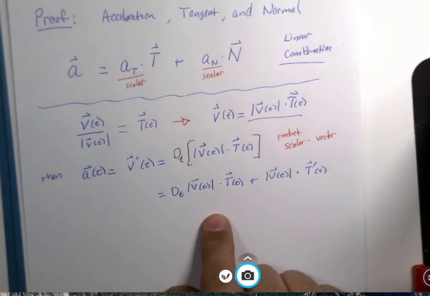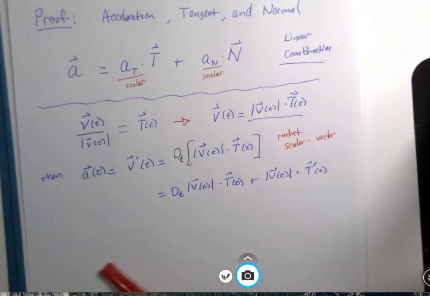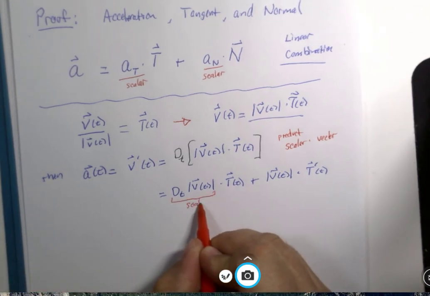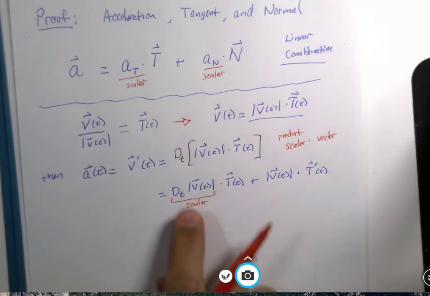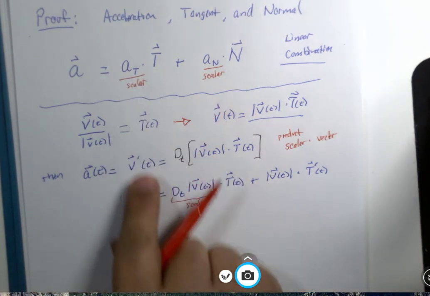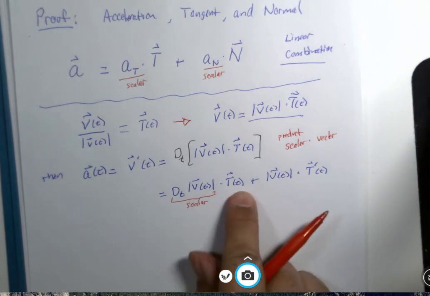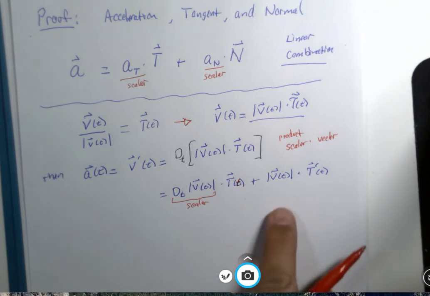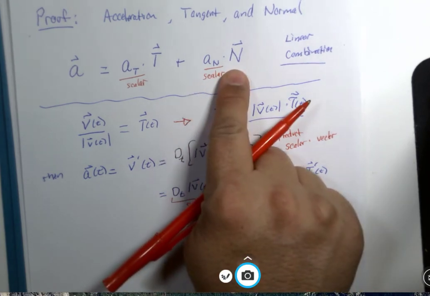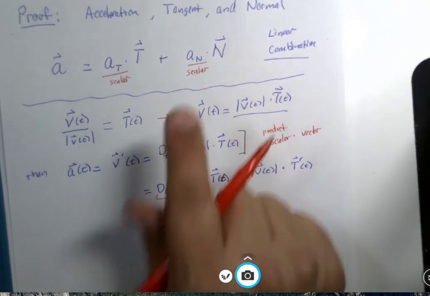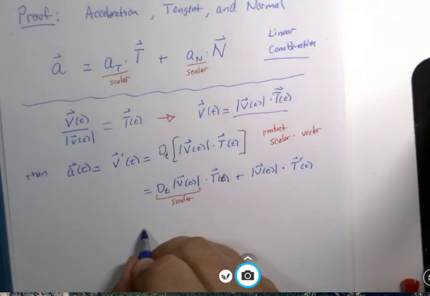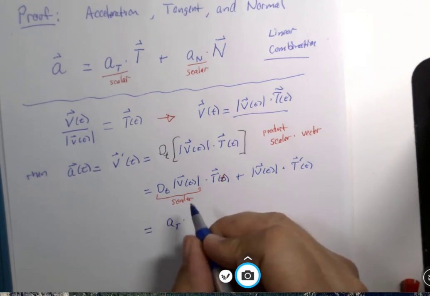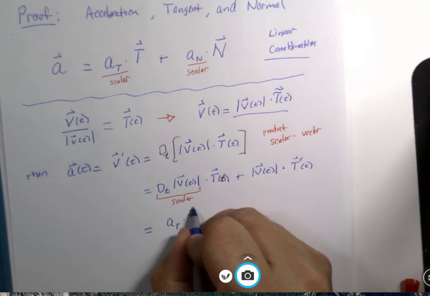Now, I'm going to just point out to you that when you take the magnitude, you have a scalar, and this is going to be a scalar. And part of my objective was to have some scalar multiplied by the tangent vector, and there it is. Some scalar multiplied by the tangent vector. But this is not a scalar times the normal vector yet. It's close, but it's not quite there. So I'm just going to call this a sub t. That part of the mission has been accomplished.